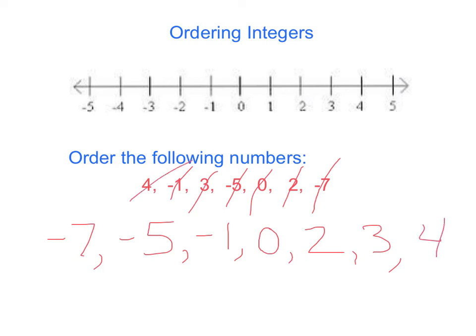So these numbers in order: -7, -5, -1, 0, 2, 3, 4. We've included all of the numbers that were in our list, and those are now in the correct order, from least to greatest.